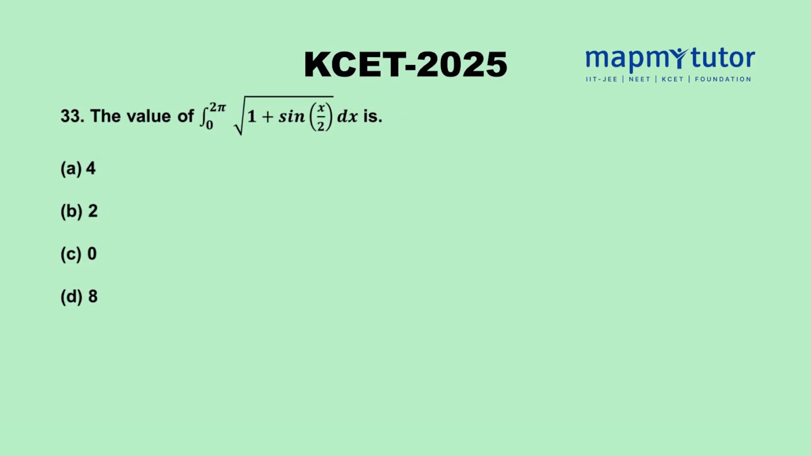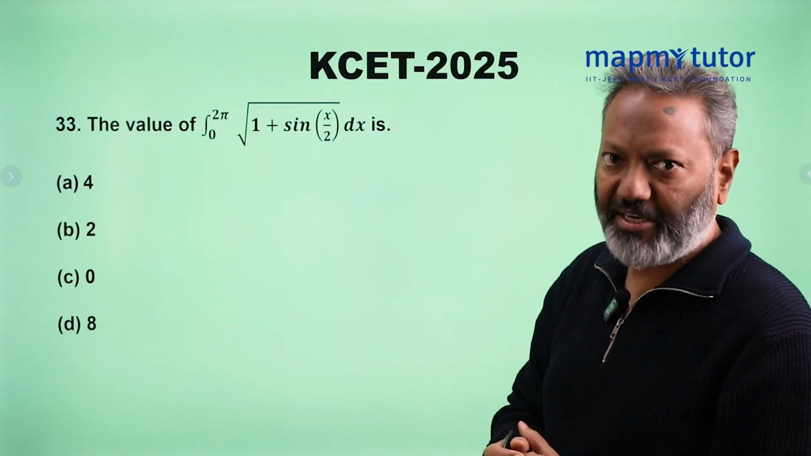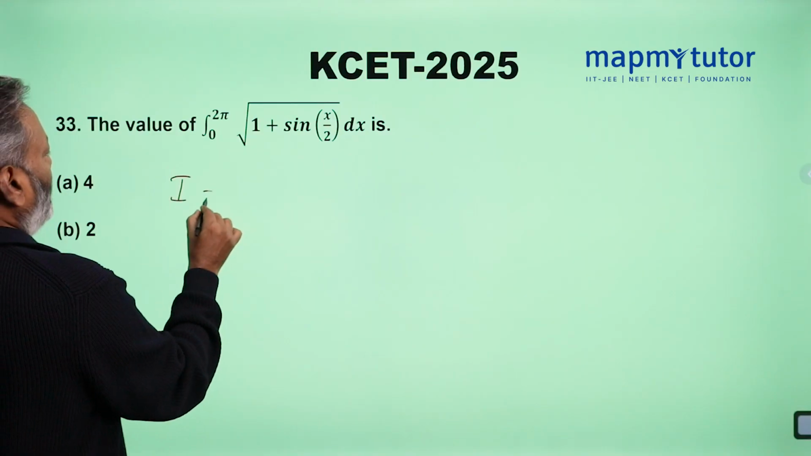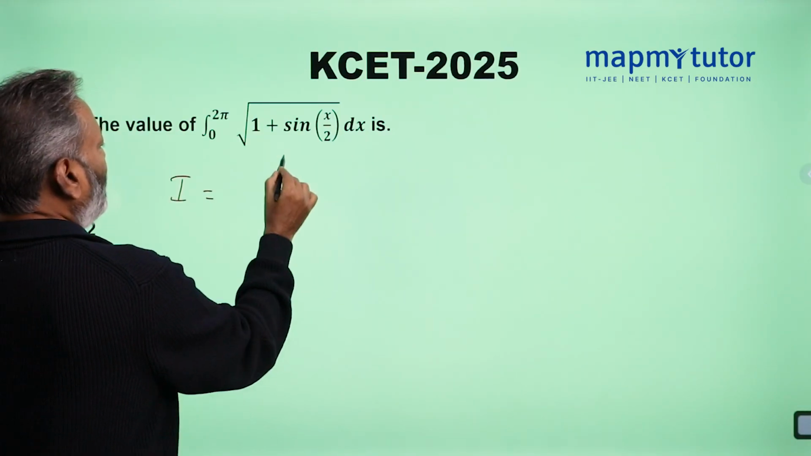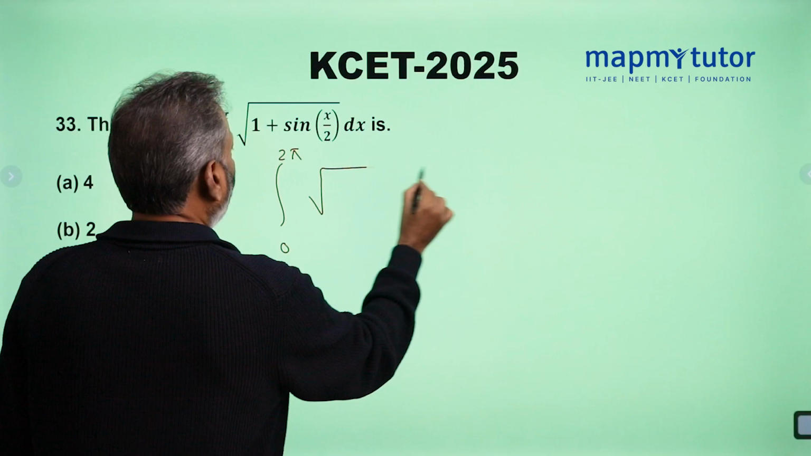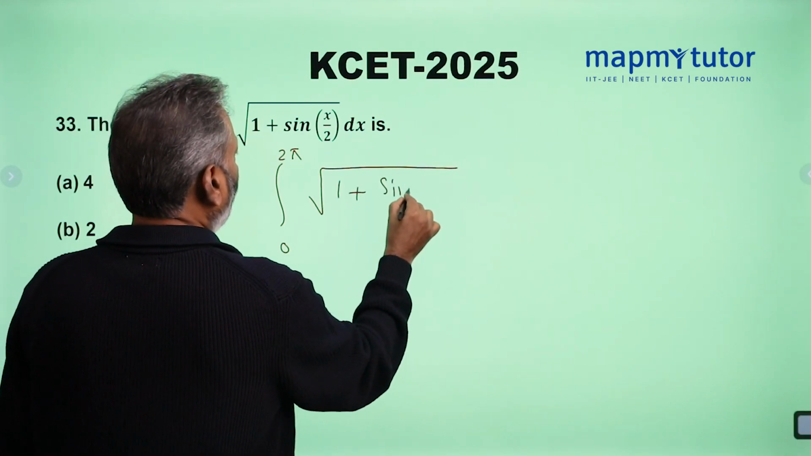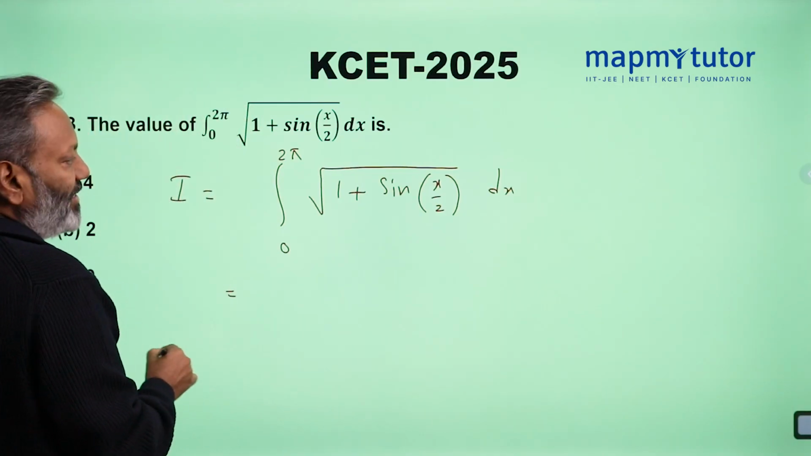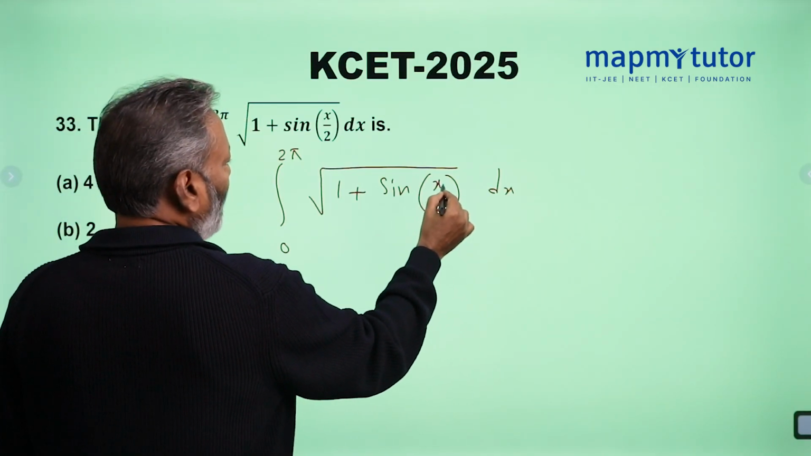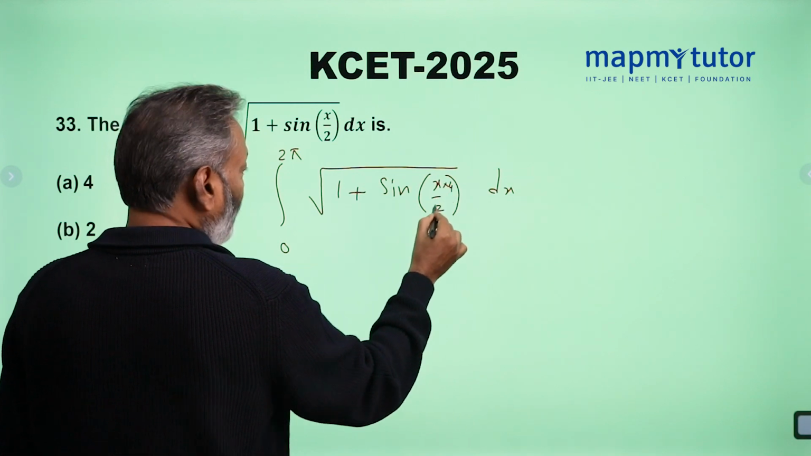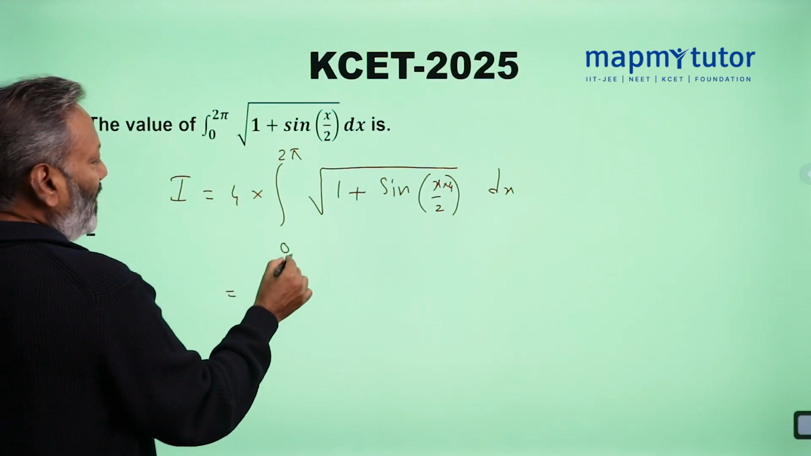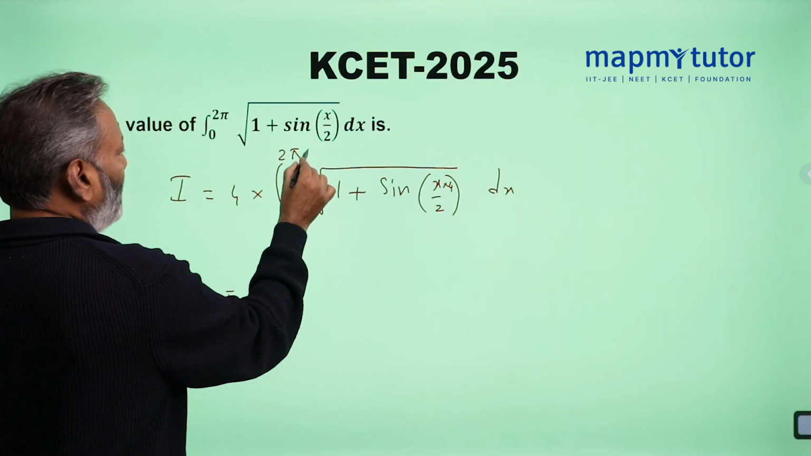Integral 0 to 2 pi of root of (1 plus sin x by 2) dx. Once again, definite integration, and to avoid the fractions, I'll use a trick. I think many of you are aware of it, but still. I'm writing the given integral first. I want to avoid the fractions, so what I do is I'll multiply this x by 4. Then immediately I have to multiply by 4 outside the integral, and then I have to divide the limits by 4.